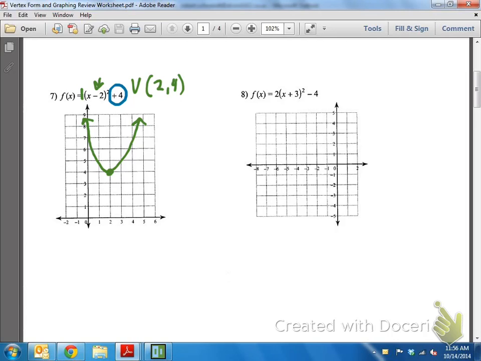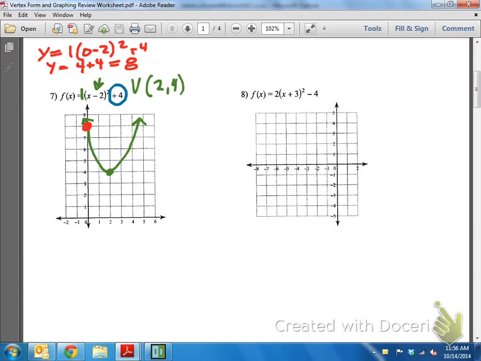But what I do want to find is the y-intercept. When we find the x-intercepts, or the roots, or the solutions, we plug in 0 for y, or f of x. In this case, we're going to plug in 0 for x to find the y-intercept. So y equals, you plug in 0 for x, 0 minus 2 squared plus 4. Again, 0 minus 2 is negative 2. Negative 2 squared is 4. And then 4 times 1 is 4. 4 plus 4 equals 8. So my y-intercept is pretty good where I drew my graph, if I do say so myself, at 8.